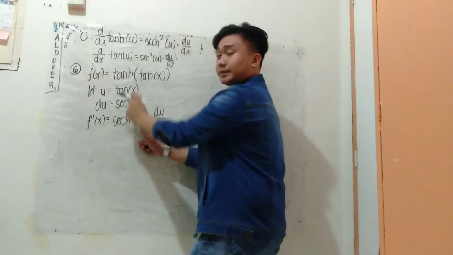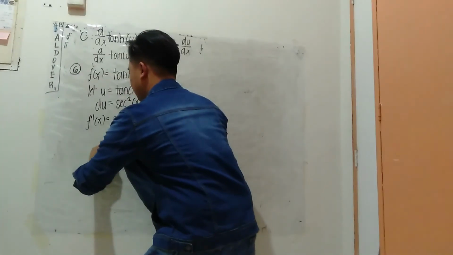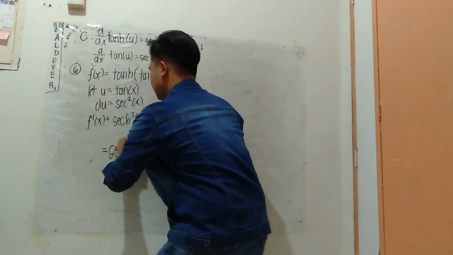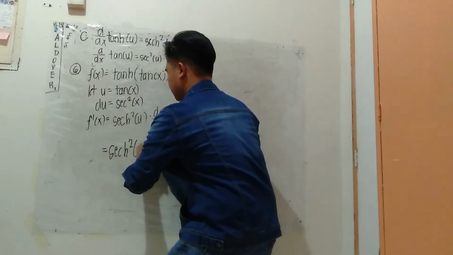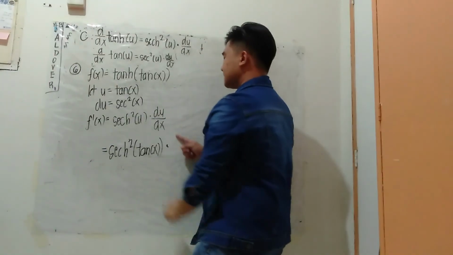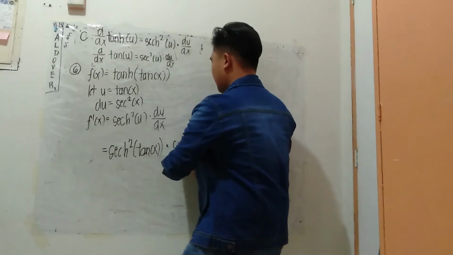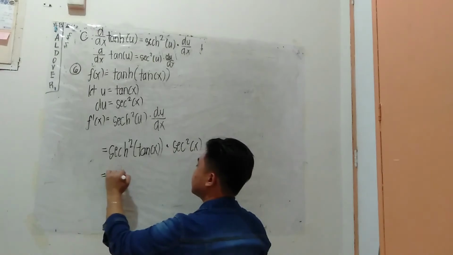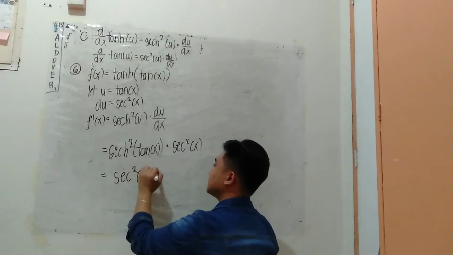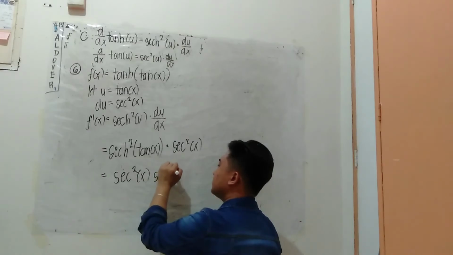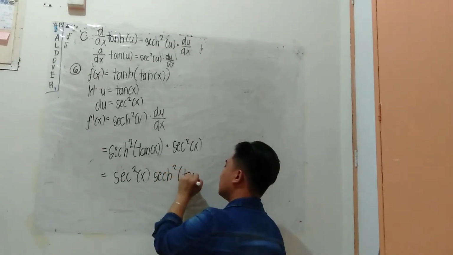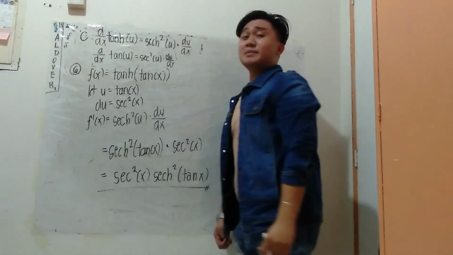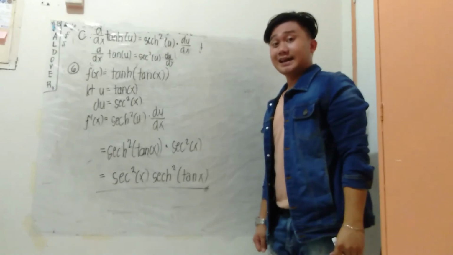But what is u? Tangent x. So, hyperbolic secant squared of tangent of x times du dx, which is secant squared x. Okay? So, rewrite ko lang. This is equals to secant squared of x hyperbolic secant squared of tangent of x. So, di ba madali lang kasi formula-based naman tayo.